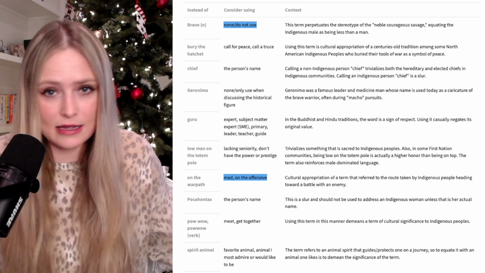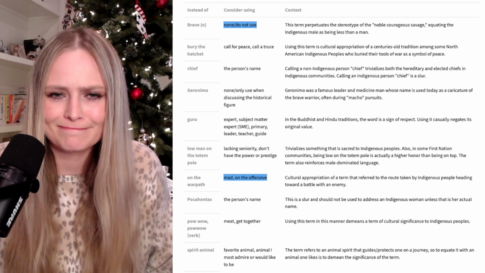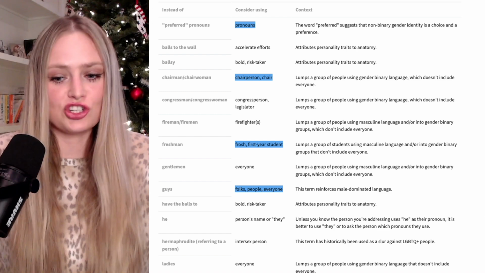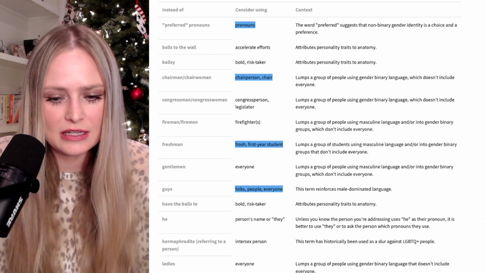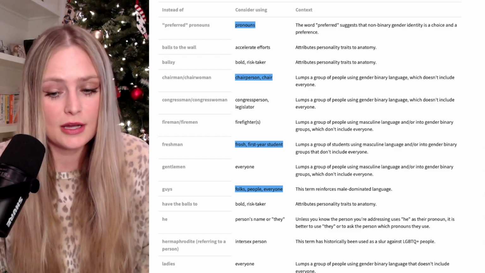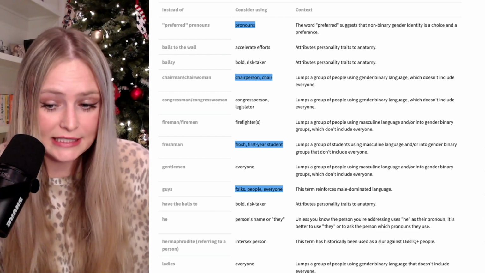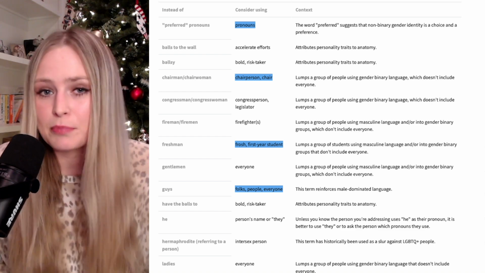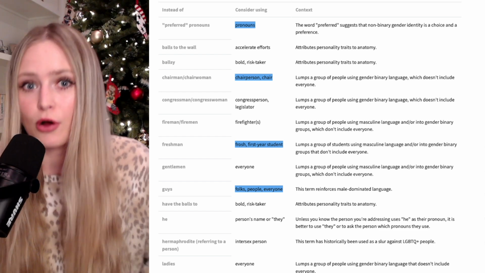I don't see that. Calling someone brave is a compliment. So they just want to make it a negative word. I don't know. So now we're moving into the gender-based language that Stanford is taking issue with. And the first one is preferred pronouns. Instead, they want you to say pronouns because they say the word preferred suggests that non-binary gender identity is a choice and a preference. But the thing is, if you have preferred pronouns, they are your preferred pronouns.